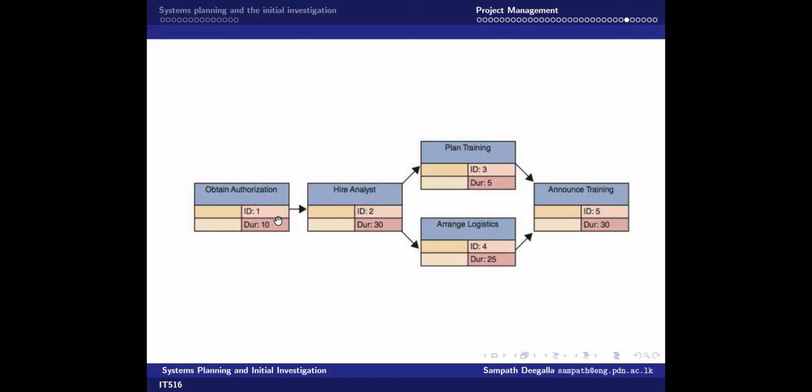So we can identify one dependent task. That means task 2 is dependent on task 1. Then one multiple successor task. To start task 3 and task 4, you need to complete task 2. And task 5 actually depends on task 3 and task 4.